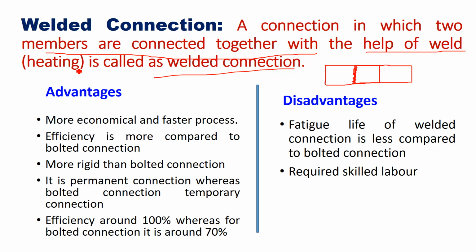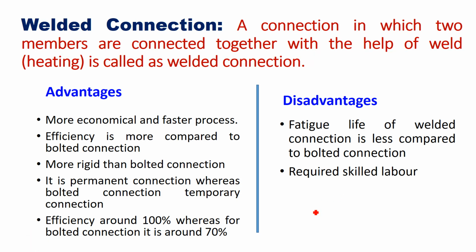Compared to bolted connections, welded connection has some advantages, at the same time it has some disadvantages also. What are the advantages of welded connection? Welded connections are more economical and faster than the bolted connection. Efficiency of welded connection is more compared to bolted connection. That is, the efficiency of welded connection is almost 100%, whereas for bolted connection it is around 70%. So efficiency of welded connection is more.